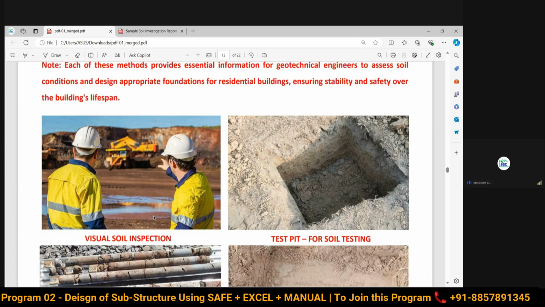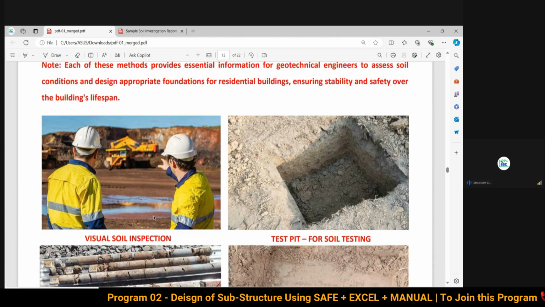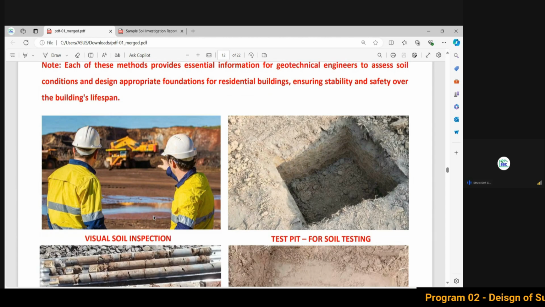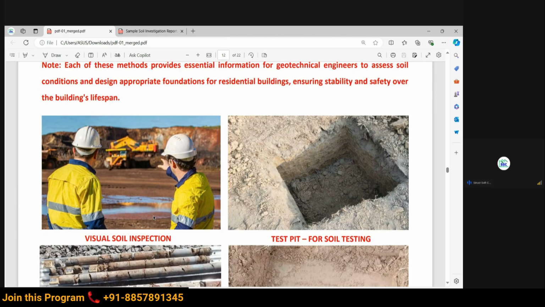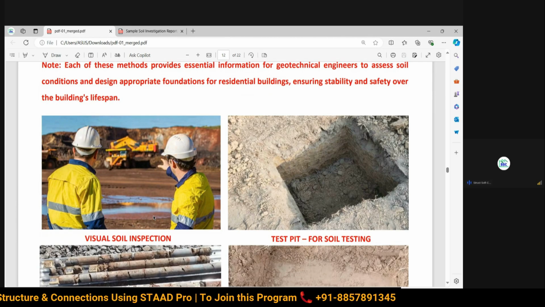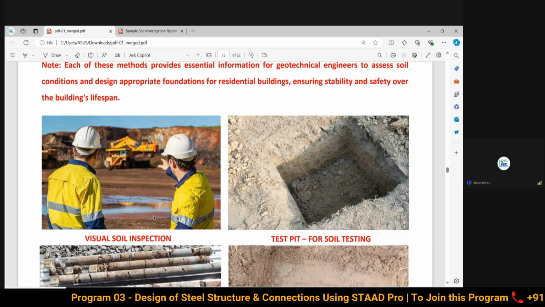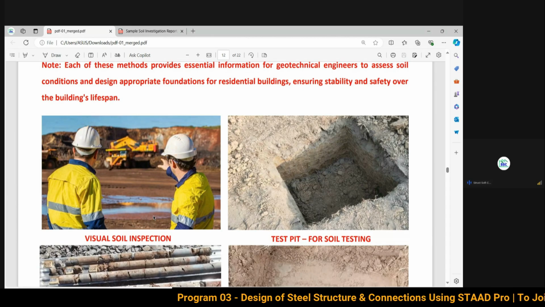And based on that visual inspection, they plan to do the on-site testing or the laboratory testing. And what method should be adopted is based on convenience, economic considerations, and the importance of the structure. Based on all of those things, after the visual inspection, the geotechnical engineers decide what method should be adopted.